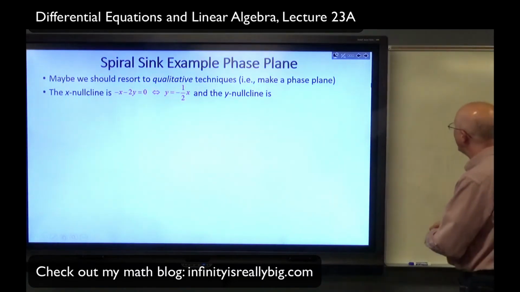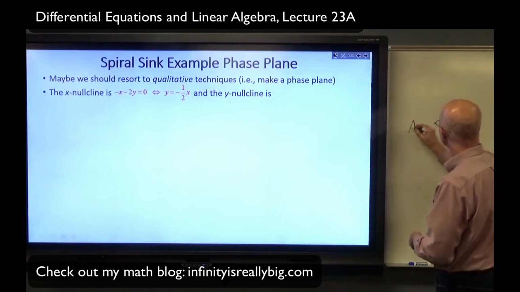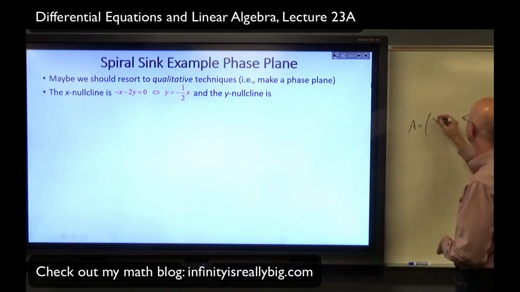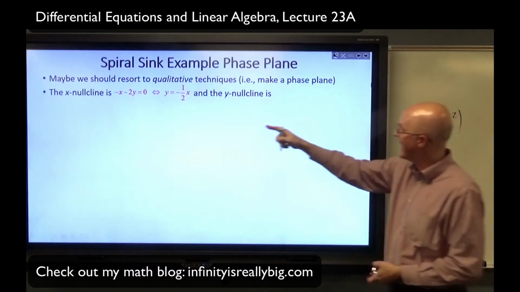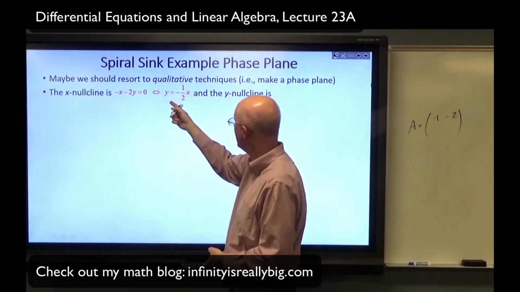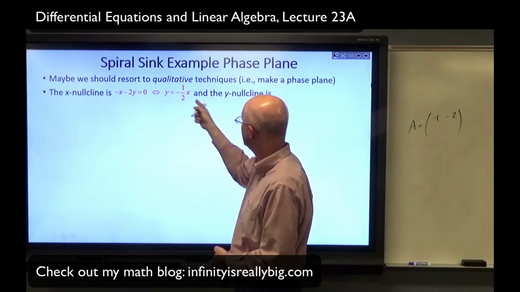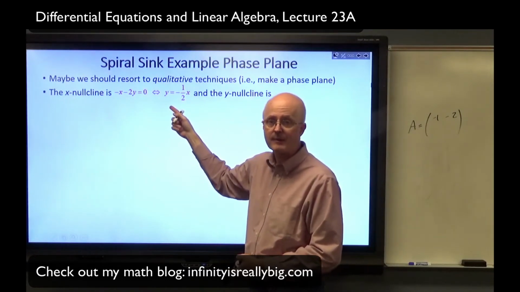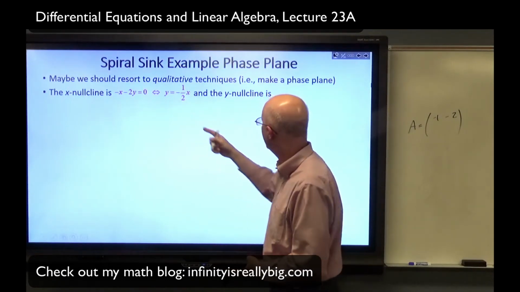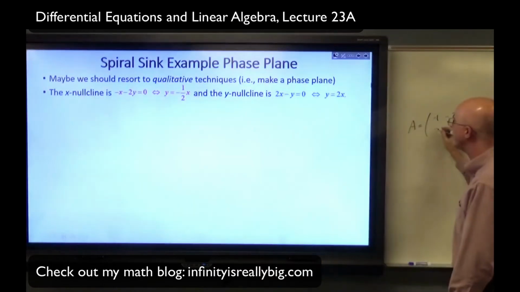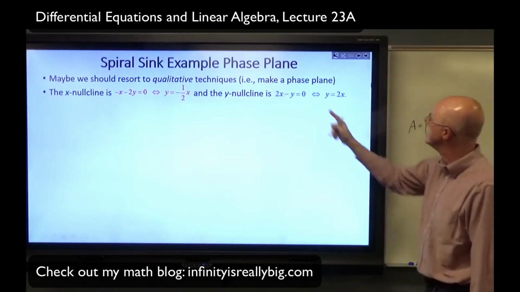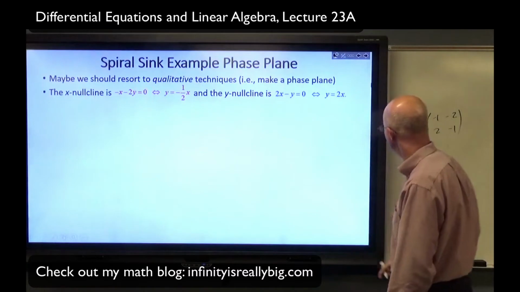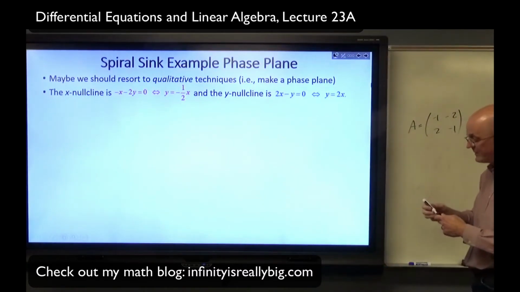Write it again here. A had first row equal to -1, -2, and therefore the x nullcline is -x minus 2y equals 0. Solve that for y as a function of x. You get a line with the slope of -1/2 through the origin. And the y nullcline is this. The second row of A was 2, -1. 2x minus y is 0, so y is 2x is the y nullcline. That's a line through the origin with the slope of 2.